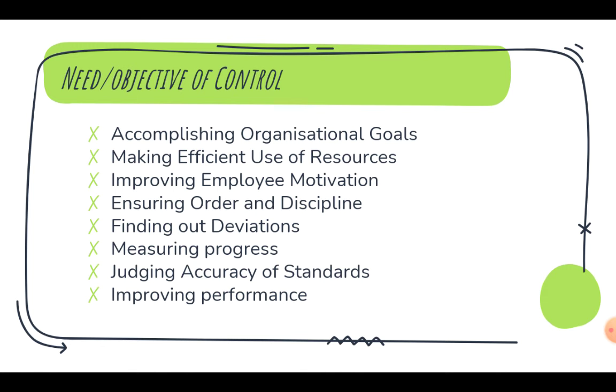Then you have point number 3, improving employee motivation. Through the medium of controlling, the effort is made to motivate the employees. With the help of controlling, the organization can make an effort to motivate the employees. The implementation of controlling will make the employees work with complete dedication, because they know that their work performance will be evaluated, and if the progress is satisfactory, then they will have their identity established in the organization.